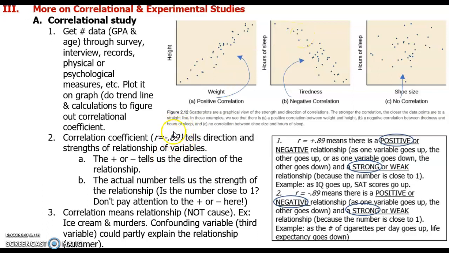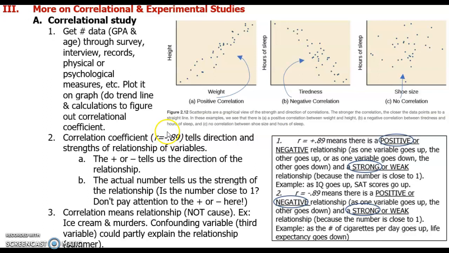Now, the number of the correlation coefficient tells you how strong the relationship is. When you're figuring out how strong the relationship is, don't pay attention to the plus or minus. It's not algebra. So just cover up that plus or minus and just look at the number. Is that number close to 1 or not close to 1?